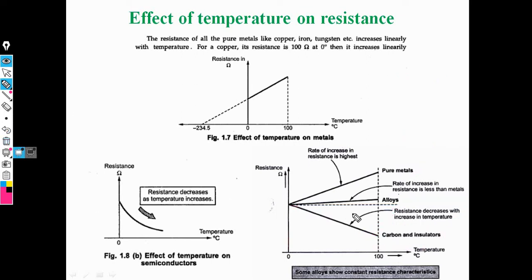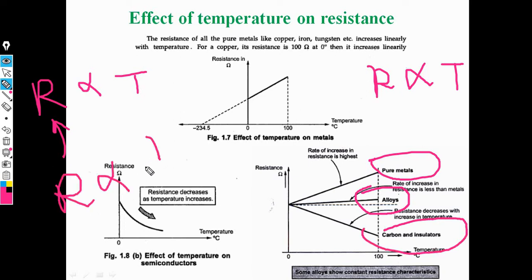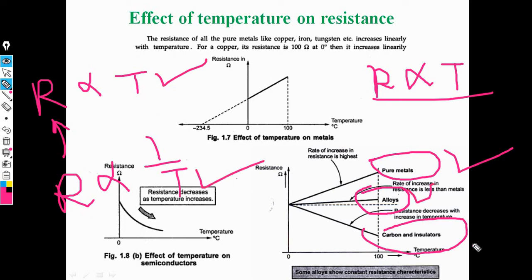In pure metal, resistance is directly proportional to temperature. In alloy, resistance is also directly proportional to temperature, but it increases only slightly, that is, slowly. And in carbon, resistance is inversely proportional to temperature. These are the three phenomena: this is for pure metal, this is for alloy, and this is for carbon and insulator.